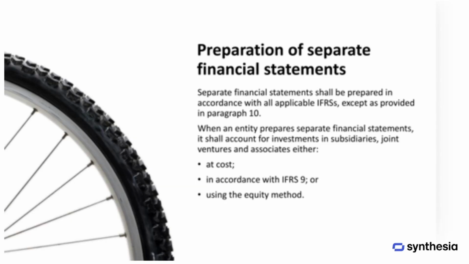Separate financial statements must be prepared following all relevant IFRS standards, with some exceptions. When preparing these statements, a company can choose to account for its investments in subsidiaries, joint ventures, and associates in one of three ways: at cost, using financial instrument standards, or by applying the equity method.